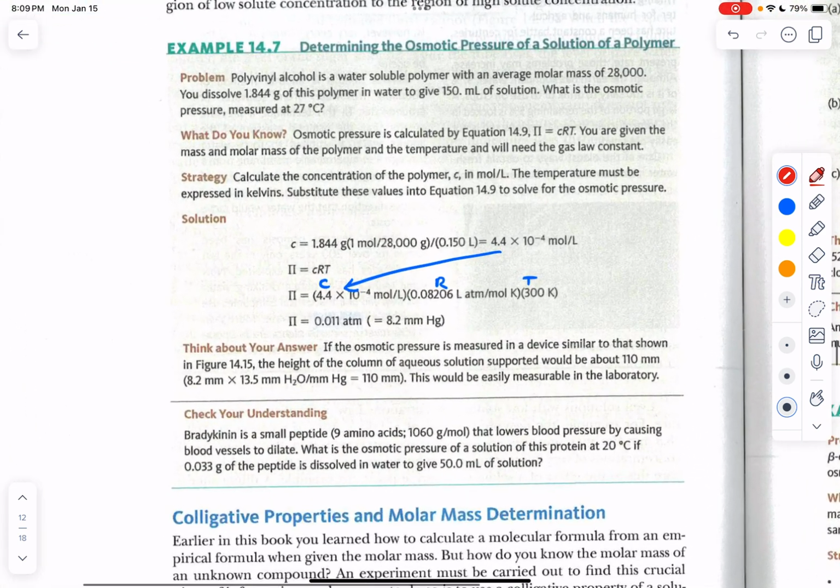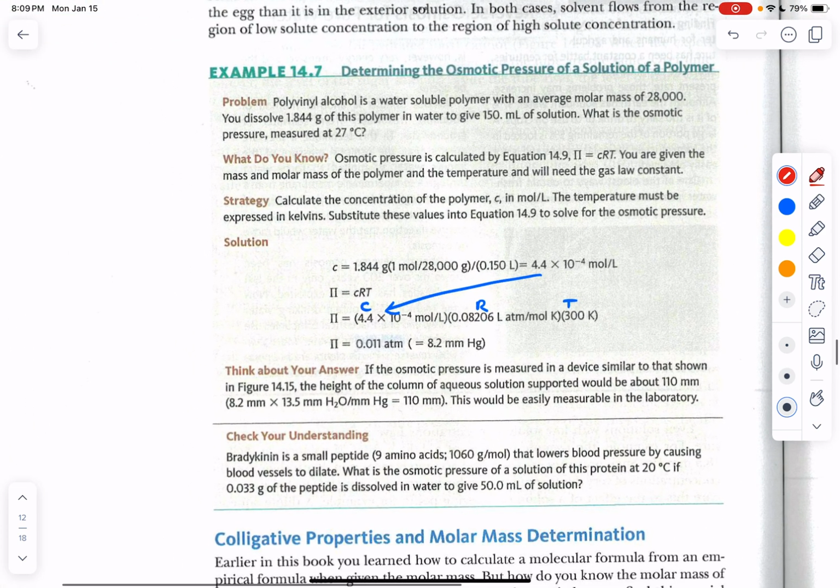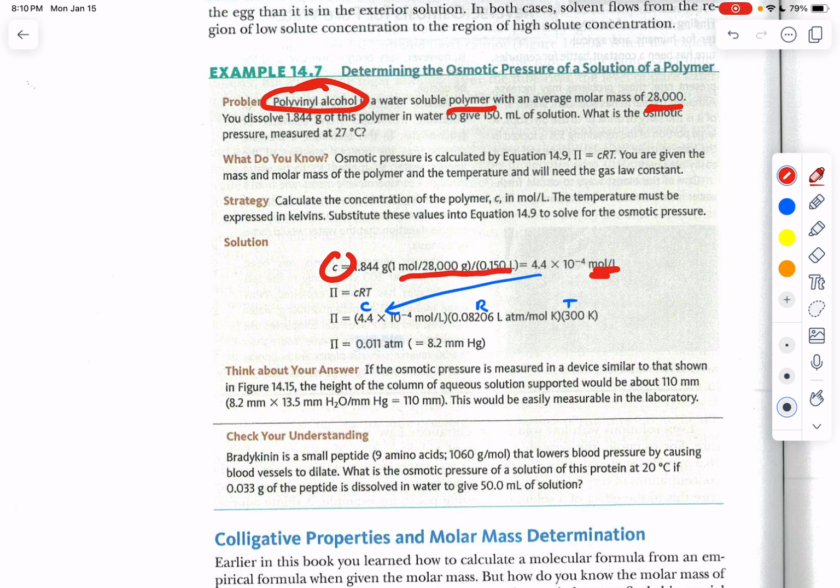All right, a couple of math problems. In this particular problem, you have polyvinyl alcohol, which would have a big molar mass because it's a polymer, 28,000, and you're going to dissolve a whole lot of that in water to make a solution. You're given the volume of the water. You're also given the temperature, a little bit above room temperature. And so in order to find your concentration in molarity, you've got to take your moles.